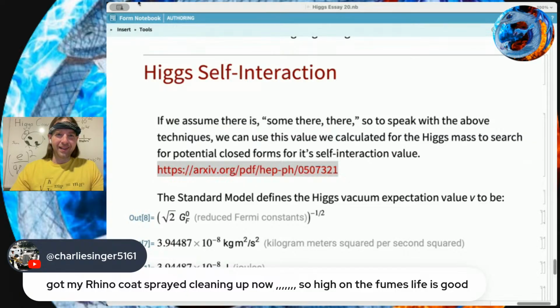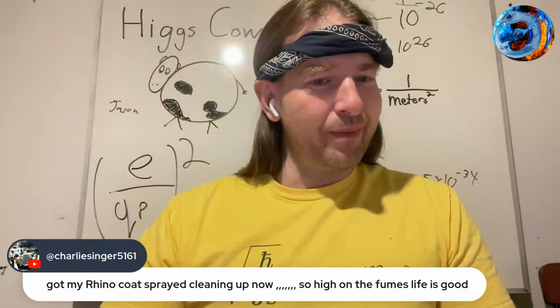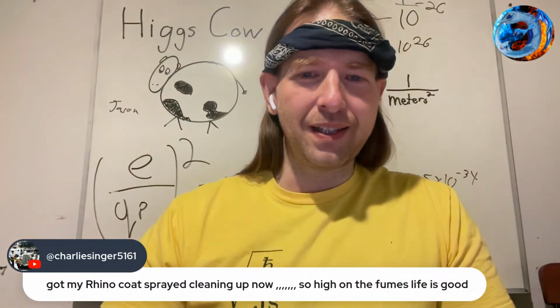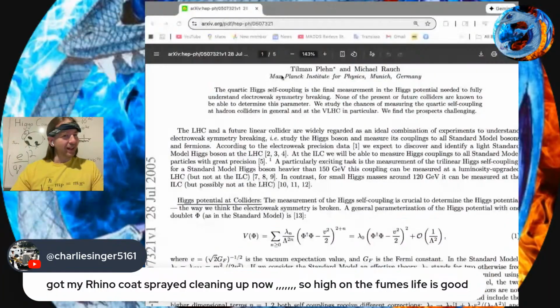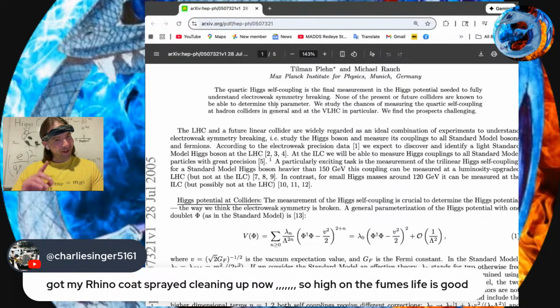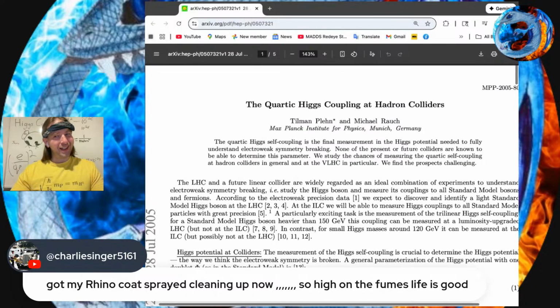Okay, so it is here. So this is where I'm getting it from. Basically, I got it from Wikipedia, and then because we want to be diligent, trust but verify, this is the paper that Wikipedia links to.